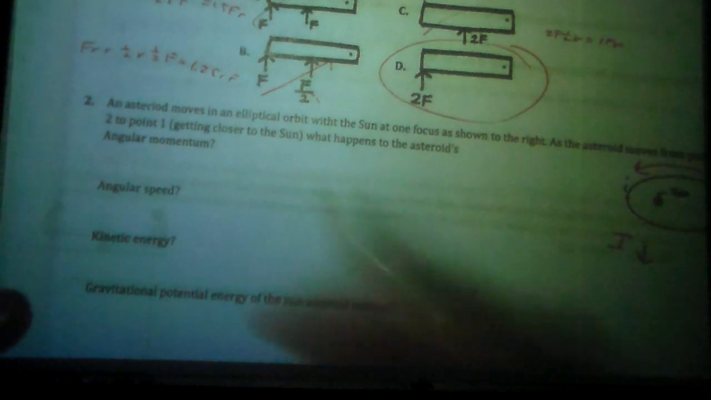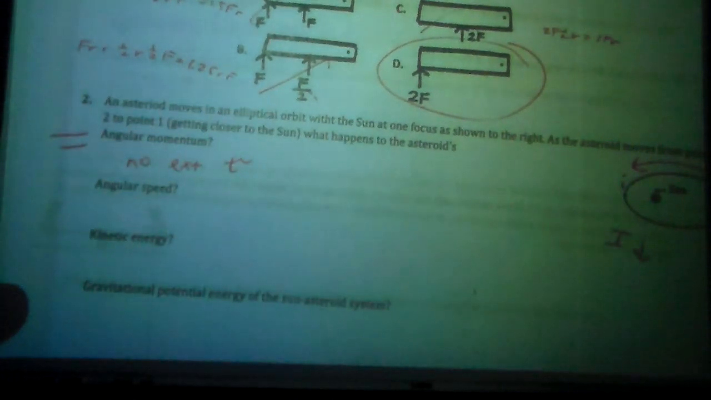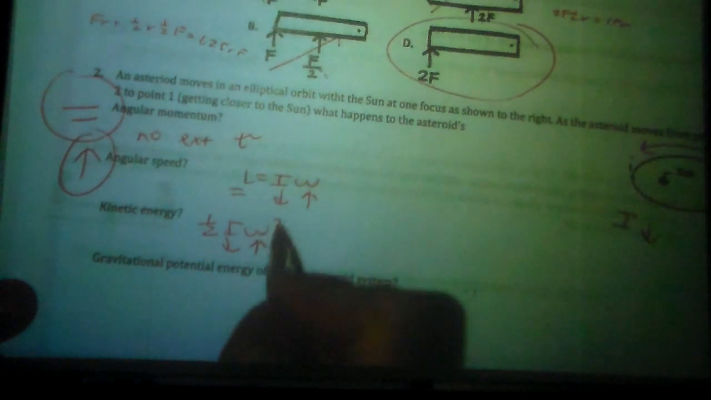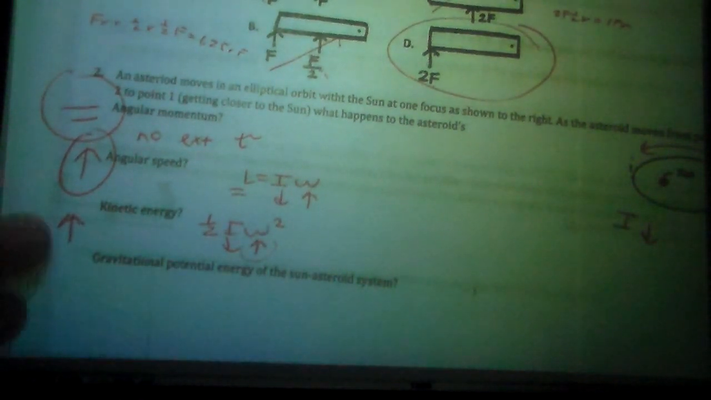What happens to your angular momentum? There is no external torque on the system, so that's going to stay the same. Angular speed: if L equals I omega, and we know I just decreased and L stays the same, omega must increase. Kinetic energy is 1/2 I omega squared. I decreased, omega increased. Normally that would balance out, but omega is squared, so it actually has a greater effect. So overall it increases in kinetic energy.